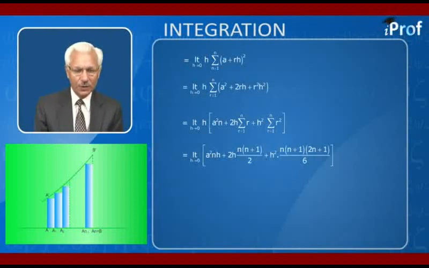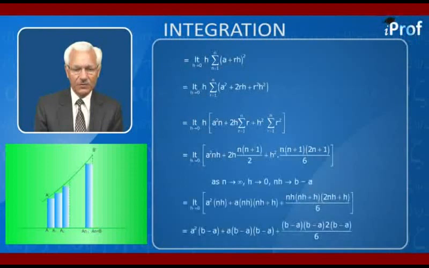Applying these values, we get limit h tends to 0, a square nh plus 2h times n into (n plus 1) by 2, that is the value of sigma r, plus h square times sigma r square, which becomes n into (n plus 1) into (2n plus 1) by 6. Finding the limit of this as h tends to 0 or n tends to infinity, as we have established above, nh goes to b minus a.